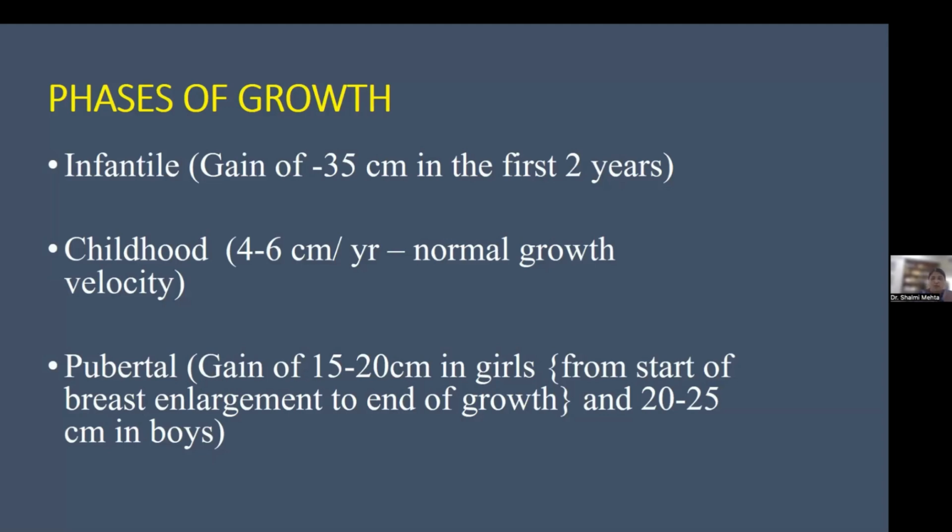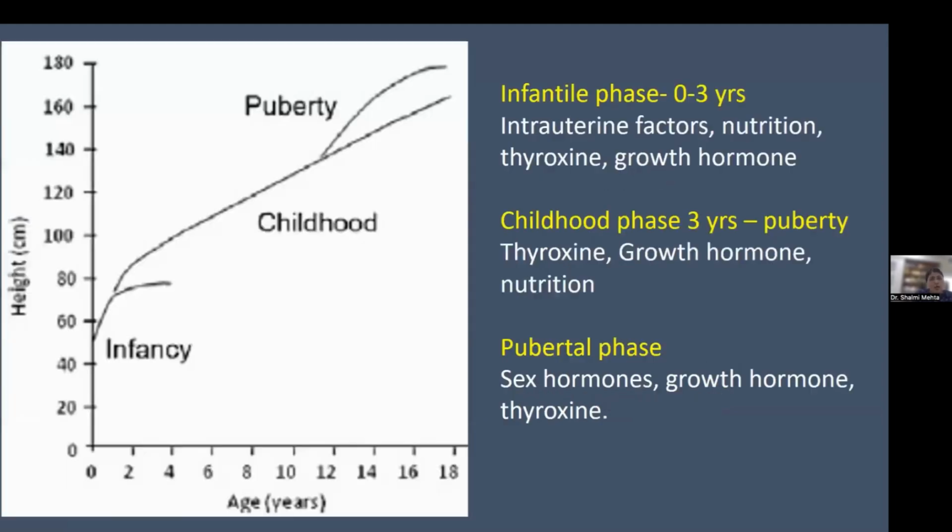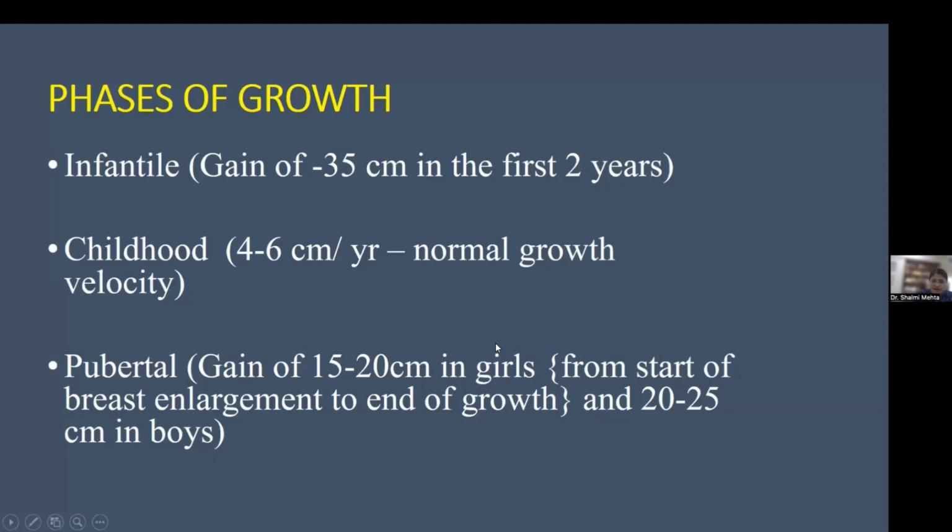So somebody who is on the lower percentiles for the growth chart will grow at around 4 centimeters per year. Somebody who's on the higher percentiles will grow at around 6 centimeters per year. But if somebody is growing less than this, then that is called a faltering growth velocity or a poor growth velocity, right? And then once they hit puberty, right?